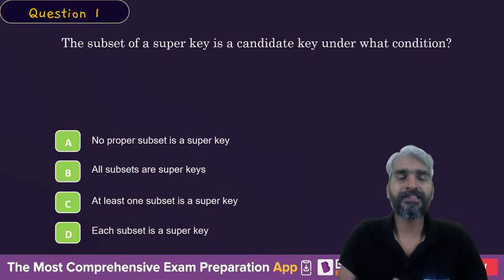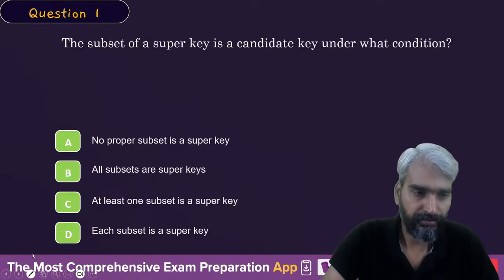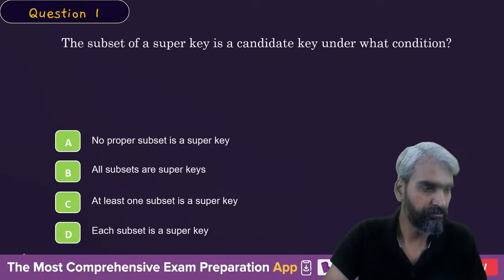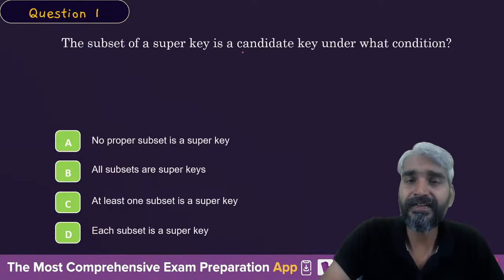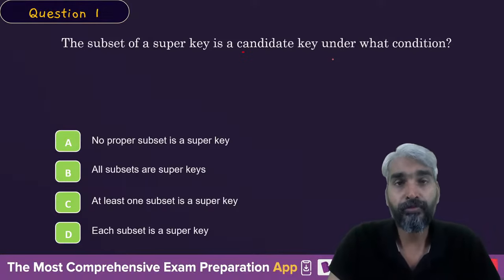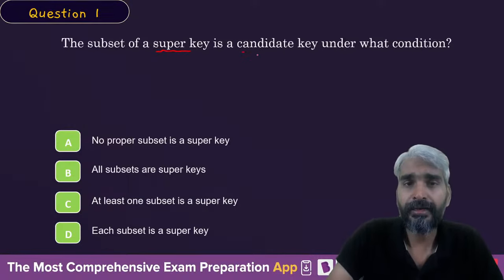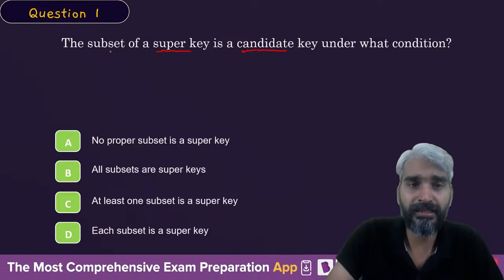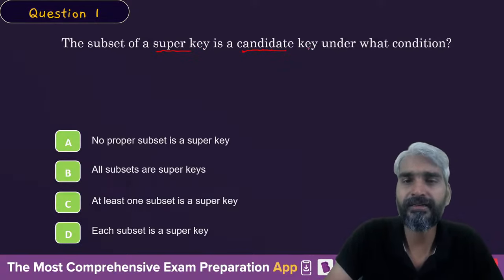Let's start with the very first question. The subset of a super key is a candidate key under what condition? We say that every candidate key is a super key, but every super key need not be a candidate key. So when do we say that the subset of a super key is a candidate key?